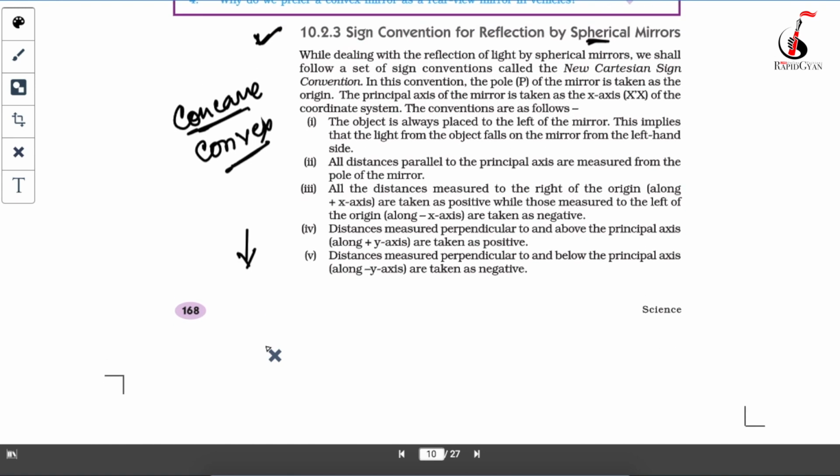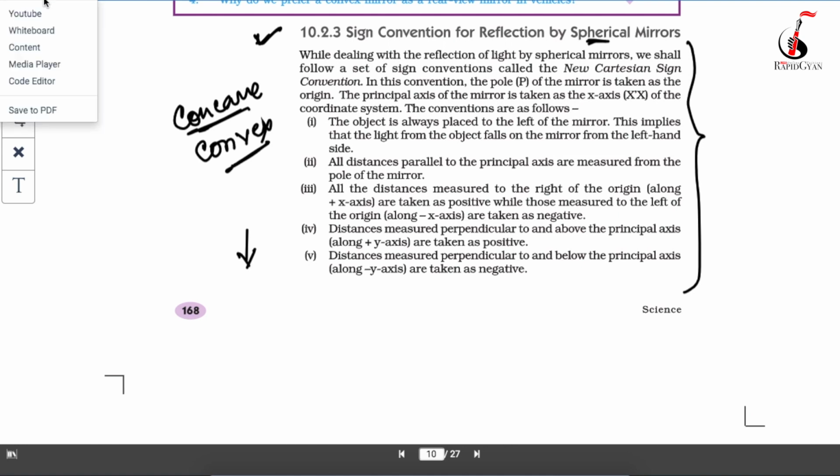Okay guys. So now we will start with sign convention for reflection by spherical mirrors. So what is sign convention? I will discuss these five points, there are these 5 points, with you later. First, I will have to make you understand a few things.